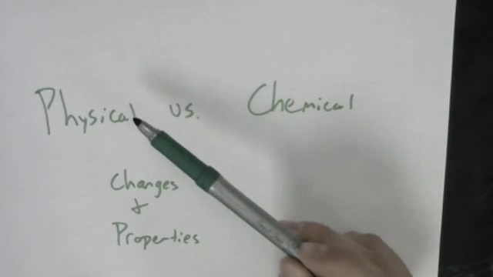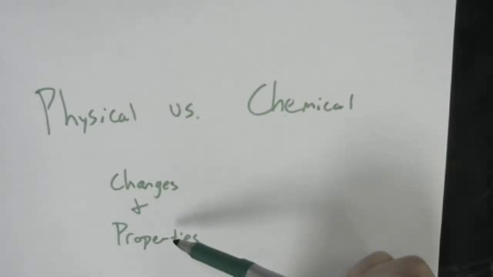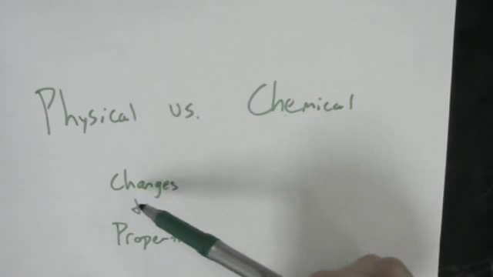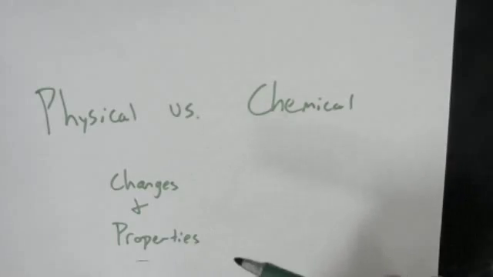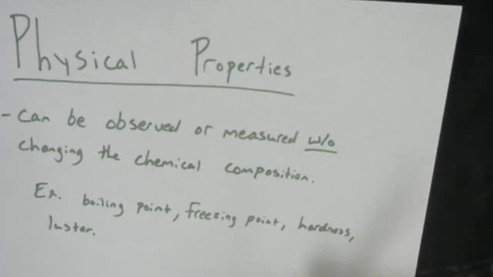So first off, we can look at physical versus chemical, looking at the changes and also the properties. And properties is just the characteristics of that type of matter. And we'll look at that right now. Okay. So basically, we break down into two different groups. We have the physical properties and the chemical properties.